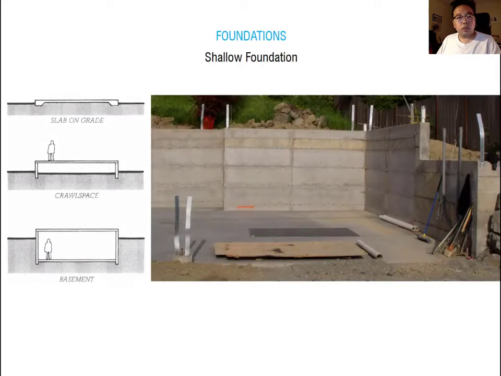Shallow foundations are mostly categorized as slab on grade, crawl space, and basement. If you find competent soil right below the substructure here, it can be slab on grade. Also, if you find strong competent soil here, you can make a crawl space as well. And if you design a basement, and you design the foundation right below the basement slab, it can also be called a shallow foundation.